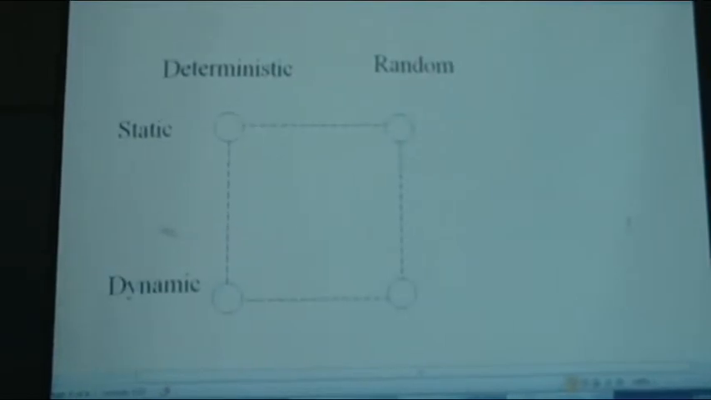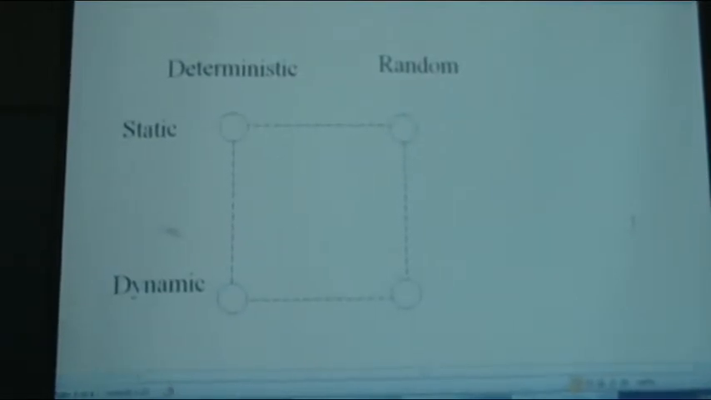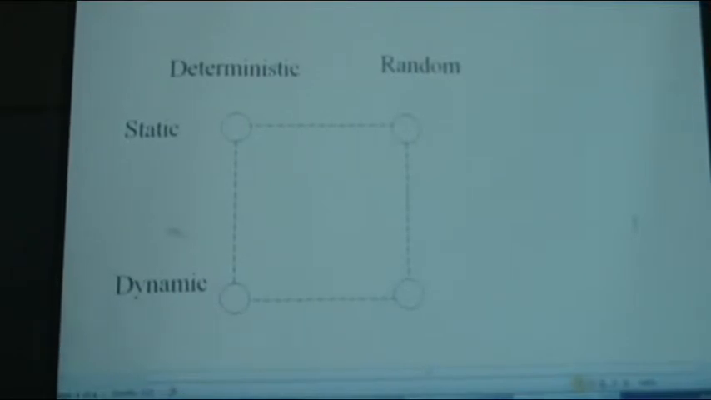We also classify excitations. We have static excitation that doesn't change with time. For example, the weight of something is constant. So if this is the only force that is exerted, this is a static system. This is static excitation. Dynamic means something that changes with time. So if the force changes with time, you have a dynamic problem, dynamic excitation.